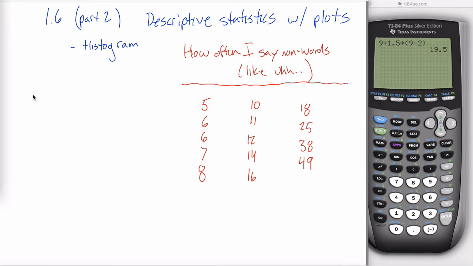And what a histogram looks like, I guess I don't have to write histogram again because I wrote it right here. It's a 2-dimensional plot. You have an x-axis, that's this horizontal axis here, and a y-axis here. And what you put on your y-axis is the count or frequency of your observations. So what you do is you look at your observations and you sort them into buckets or bins.